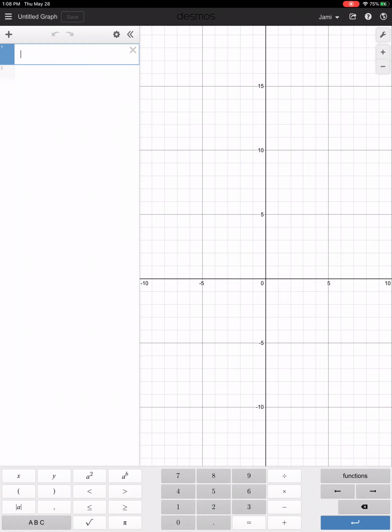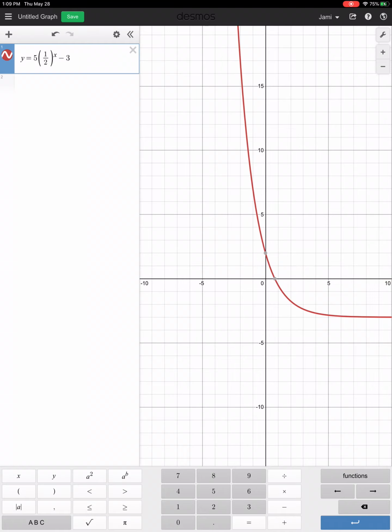So we have y equals 5 times 1/2, so use the division sign to get the 1/2. Then if you use the cursor, you can kind of come outside of that parenthesis, and you're going to use the A to the B function button, and that's where you're going to put x. Then use that cursor to come down to the main level, then -3. If you don't use that cursor, it'll put the -3 as part of the exponent, which is going to give you a different answer.